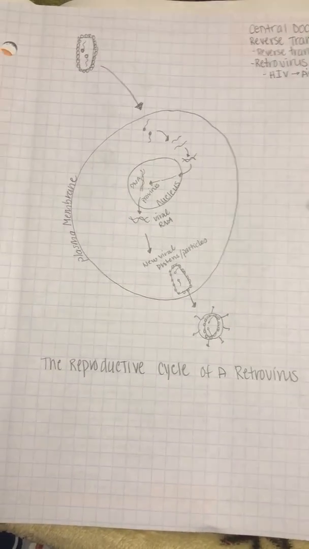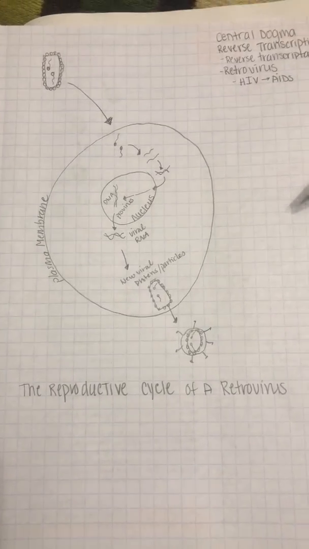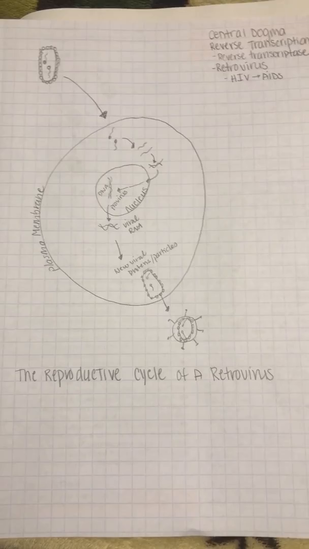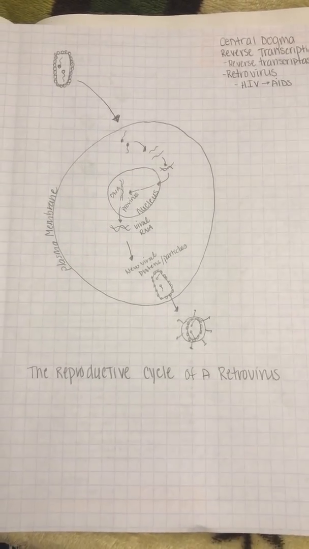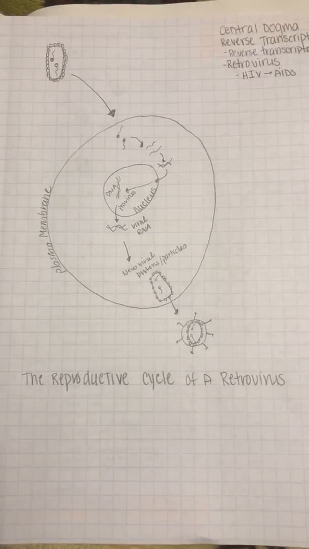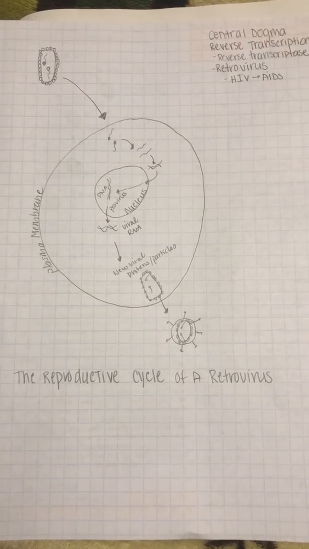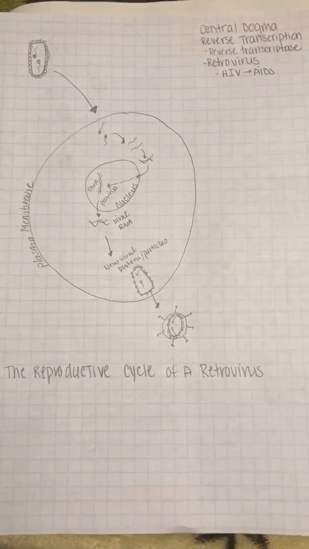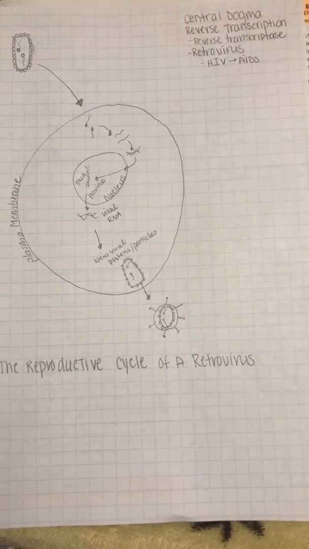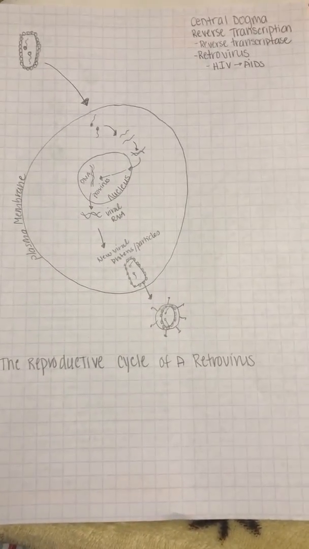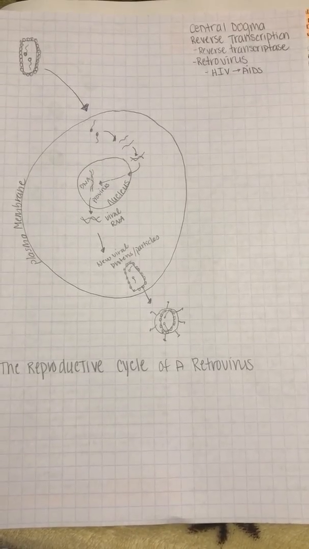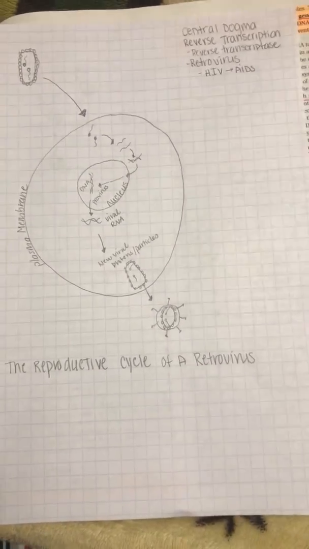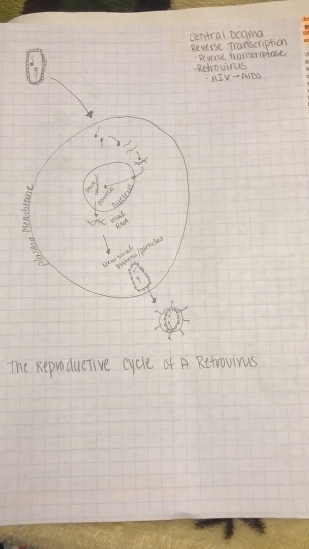And so when it comes to a retrovirus, it's the opposite of that. So it's like reverse transcription. Instead of the central dogma, which takes the DNA template and transcribes it into RNA, in reverse transcription you take an RNA template and you get DNA. And so that's essentially what's going on here.